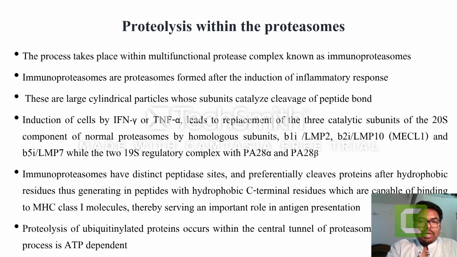For proteolysis, the proteins, especially the antigenic proteins to be degraded, are first marked by ubiquitin. The ubiquitin-antigenic protein complex is then directed towards the central tunnel of the proteasome complex, within which the proteins are degraded and the peptides are released.